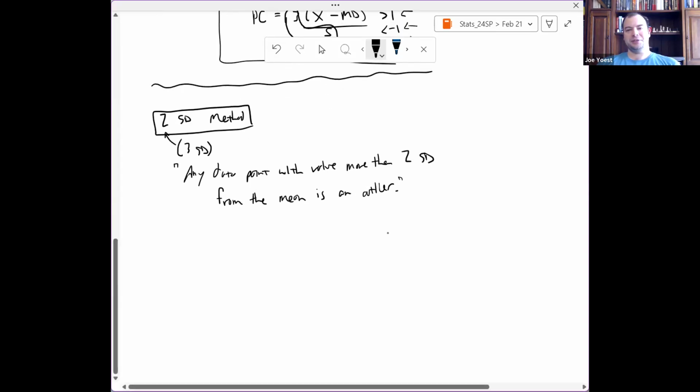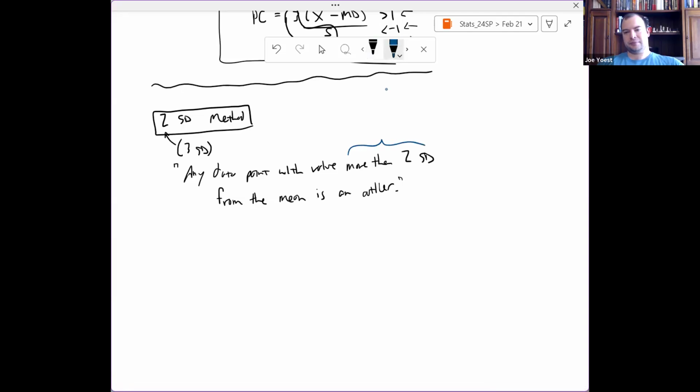And we actually kind of do see the z-score pop up here again. So if we went through and for each data point's value, we computed the z-score, if the z-score is bigger than 2 or the z-score is less than -2, we call that an outlier. So one way to approach this is to take each data point, take each value, compute the z-score, and look for any z-scores that are bigger than 2 in absolute value, indicating that that data point has a value that's more than 2 standard deviations from the mean, and then we call it an outlier under this method.